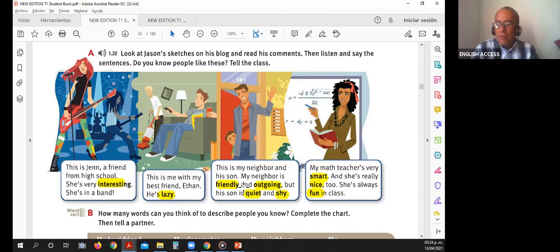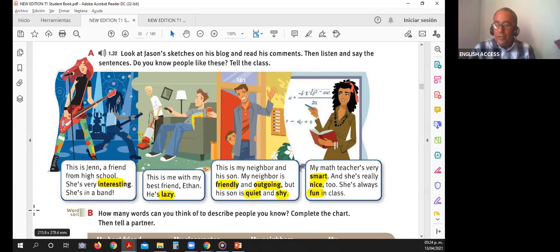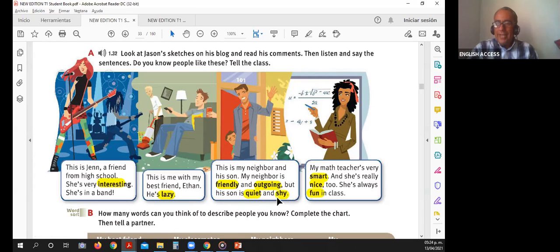Repeat after me. My neighbor is friendly and outgoing. My neighbor is friendly and outgoing. But his son is quiet and shy. Quiet and shy.